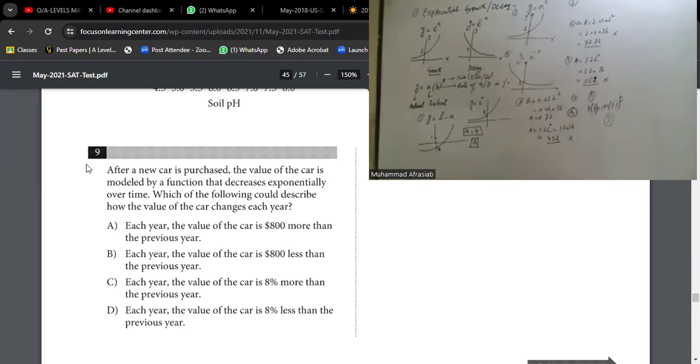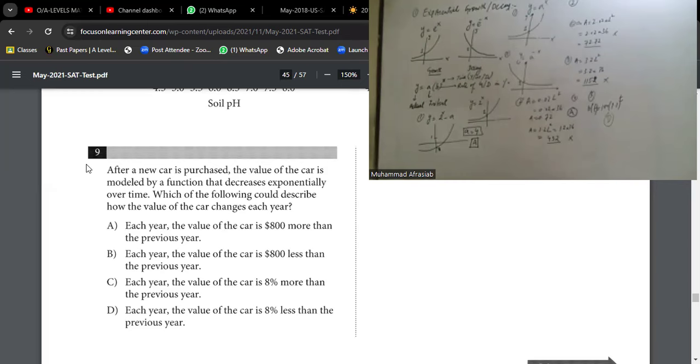Part B. Each year, the value of this car is $800 less than the previous year. The value of this car is modeled by the function as decreasing exponentially. So it is decreasing, but not by $800 each year. So answer B is not correct.